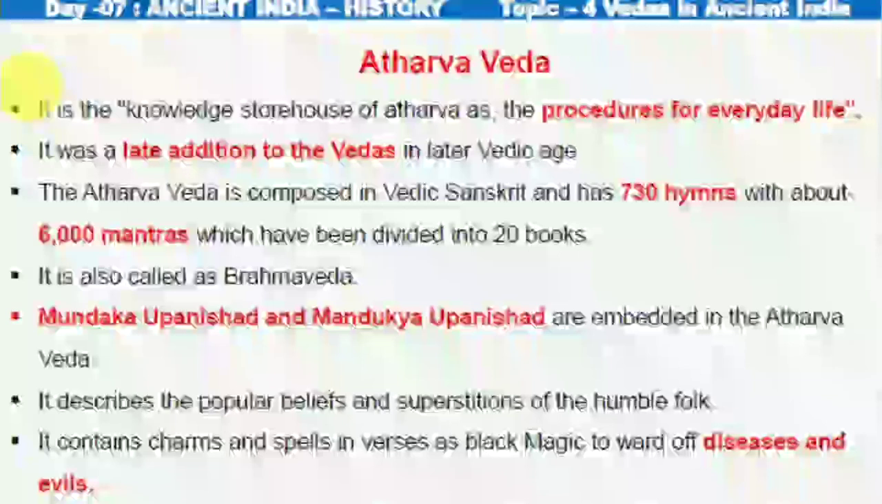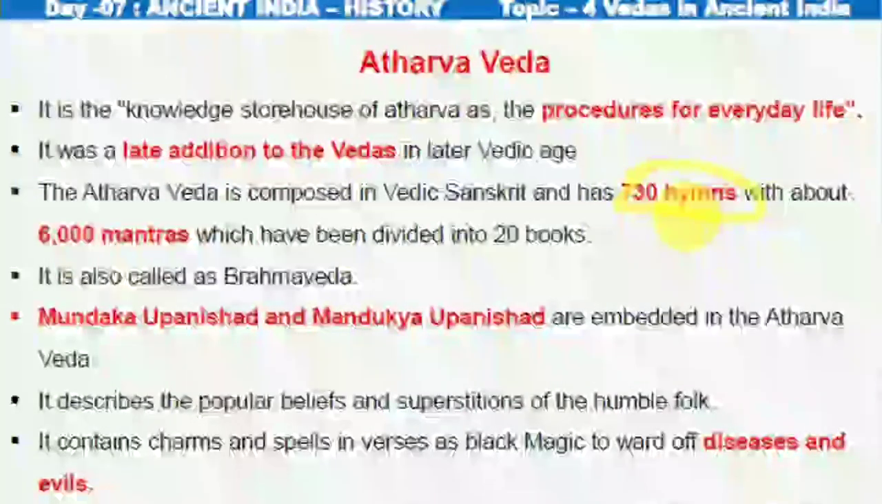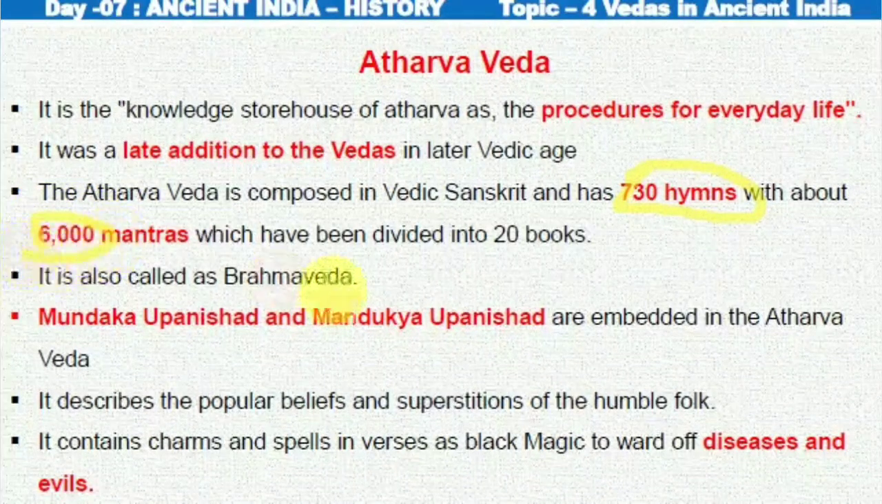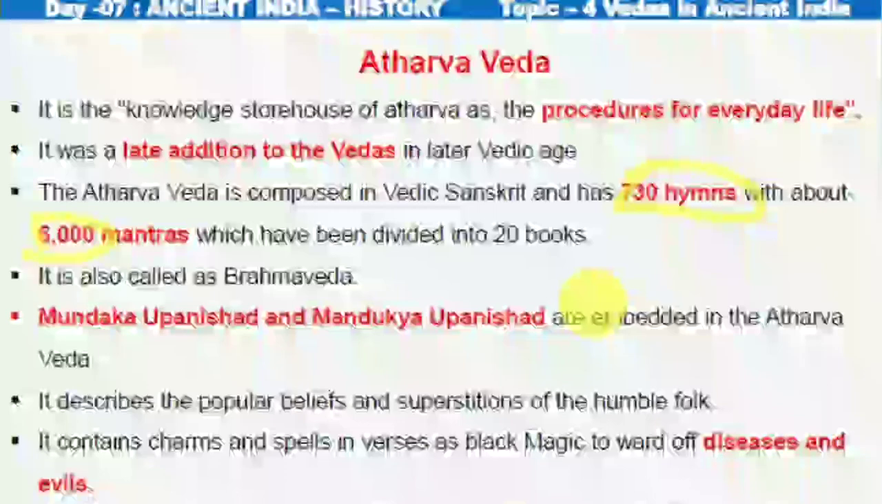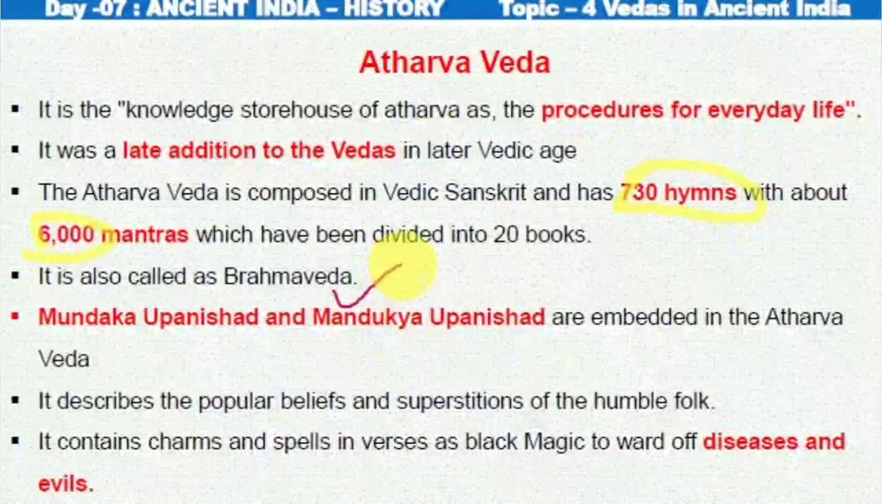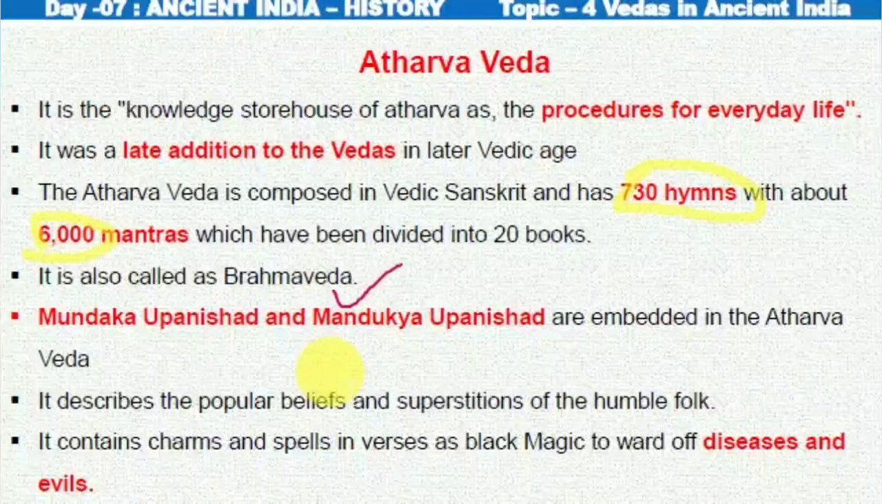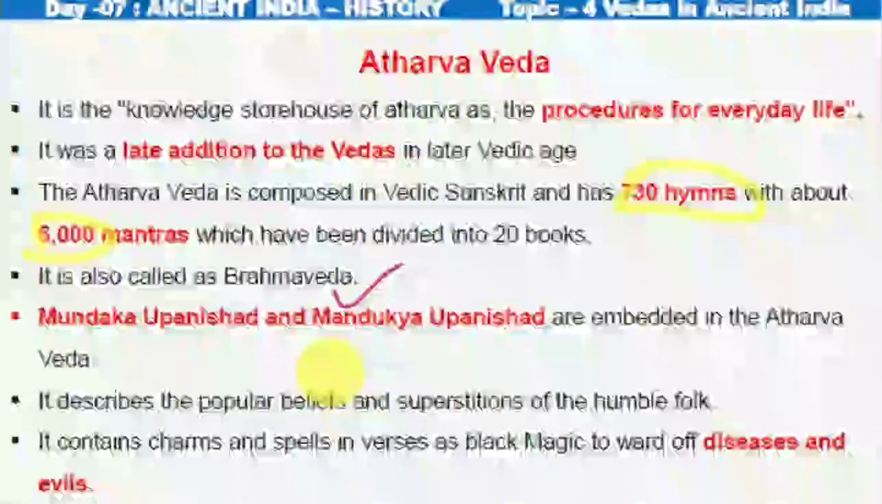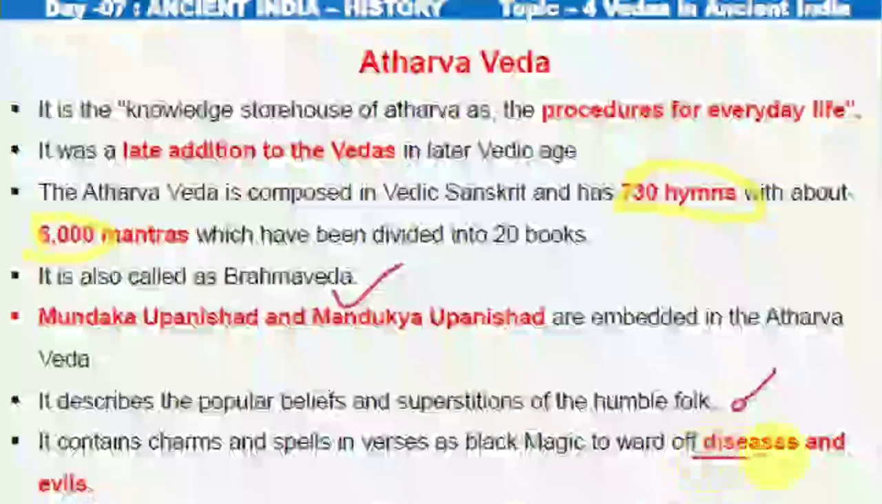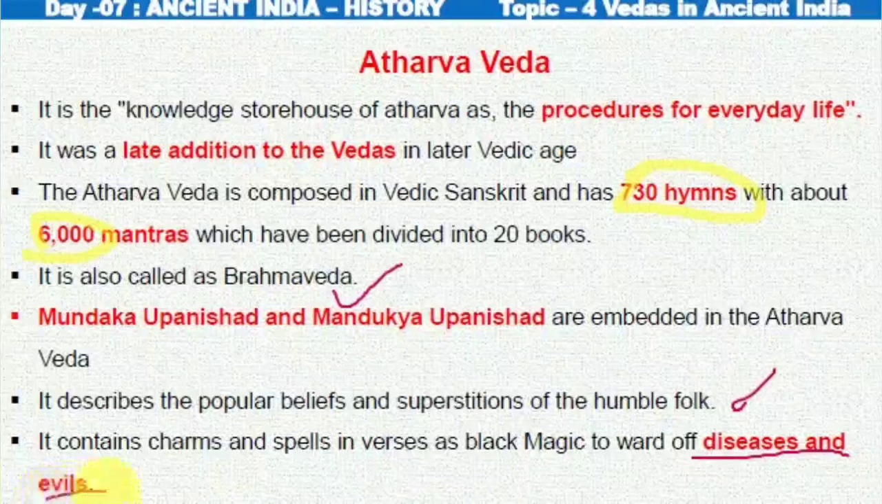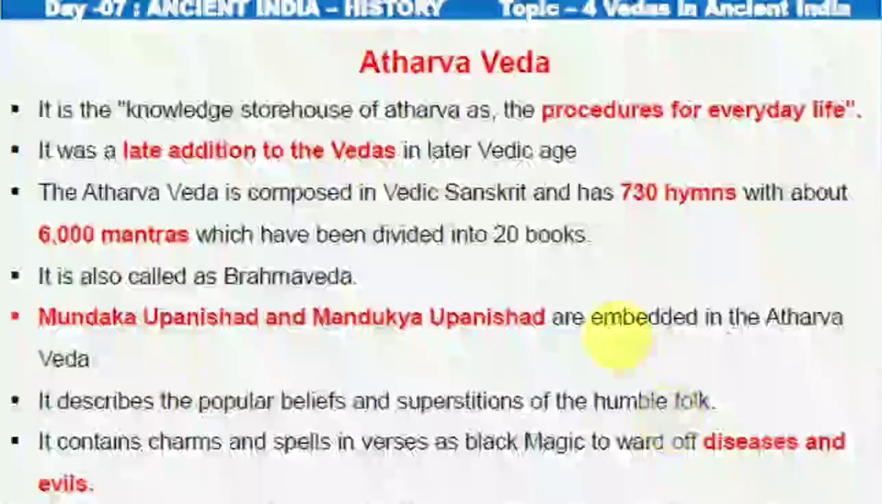The Atharvaveda is composed in Vedic Sanskrit literature and has 730 hymns. You can remember it here. 730 hymns with about 6,000 mantras, which have been divided into 20 books. It is also called Brahmaveda. This is a unique point that I am covering here, no one will tell you. So Mundaka Upanishad and Mandukya Upanishad are embedded in the Atharvaveda. It describes the popular beliefs and superstitions of the humble folk. It contains charms and spells in verses as black magic to ward off diseases and evils. So when the term diseases and evils arises, then you simply remember that it is Atharvaveda.